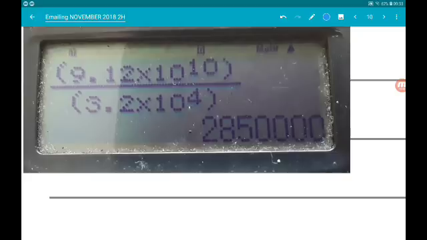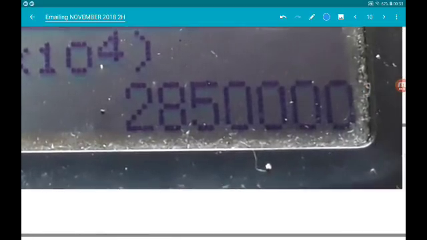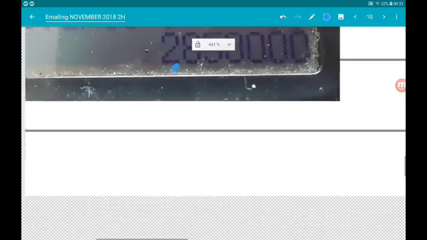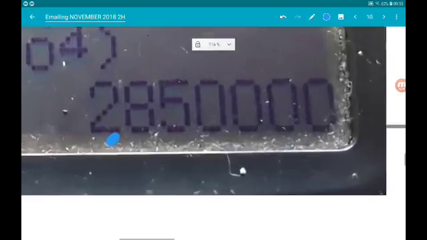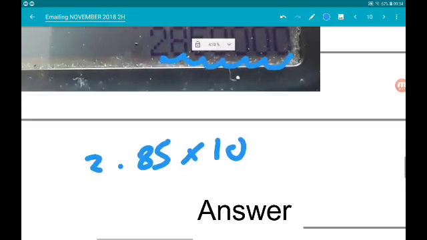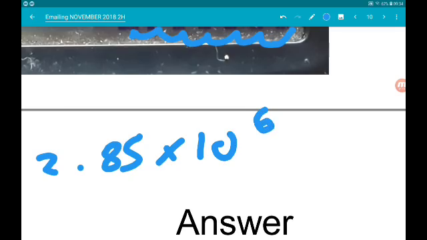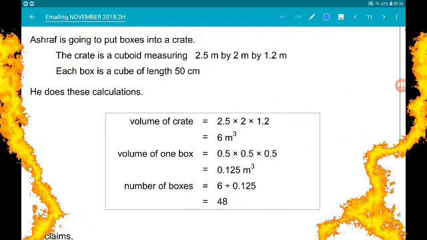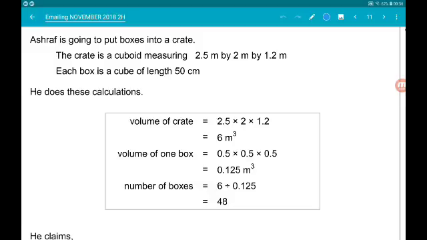So that is, remember to write a number in standard form, we're going to have 2.85 times 10, and then for the power we need to know how many places the decimal moves. So it's going to go 1, 2, 3, 4, 5, 6. So it's times 10 to the power 6. Boom.